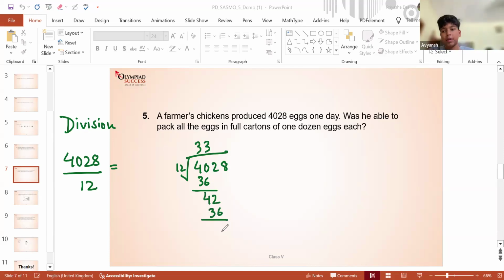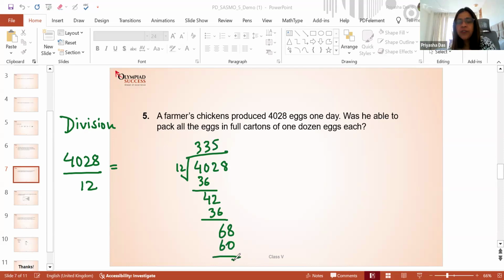It leaves a remainder. Exactly, correct. It leaves a remainder of 8. So therefore, the answer to this question would be no. That was simple. And as you saw, it was just knowing the word dozen. That's all. Okay, another one.